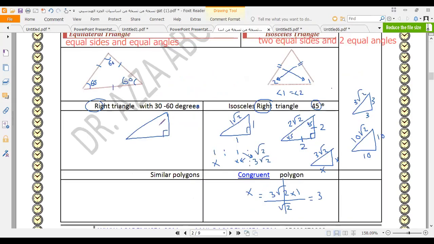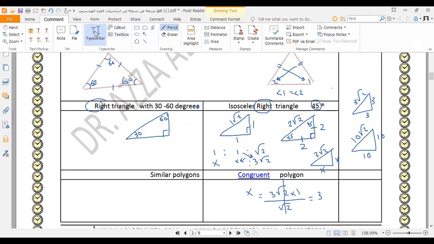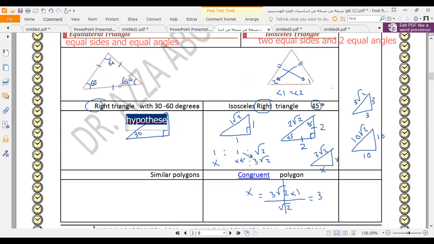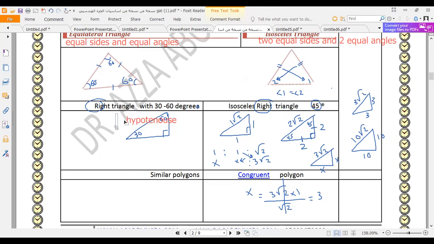Now let us go back again to the 30 60 degree triangle. In this triangle I have this is 30 and this is 60, okay. So I want you always to know each right triangle has a hypotenuse. Hypotenuse, the side opposite the right angle. This one.